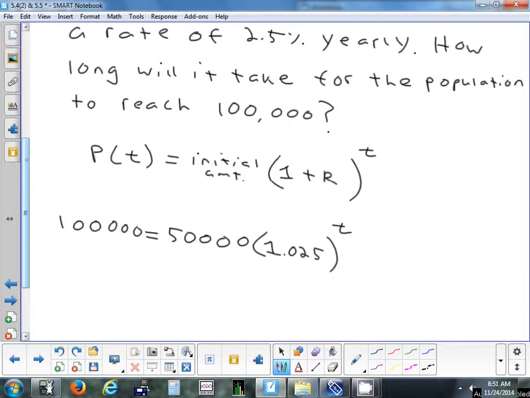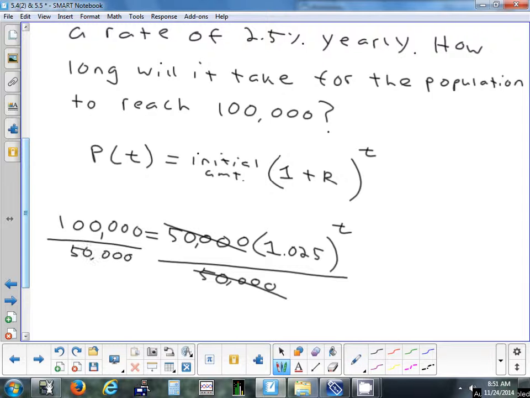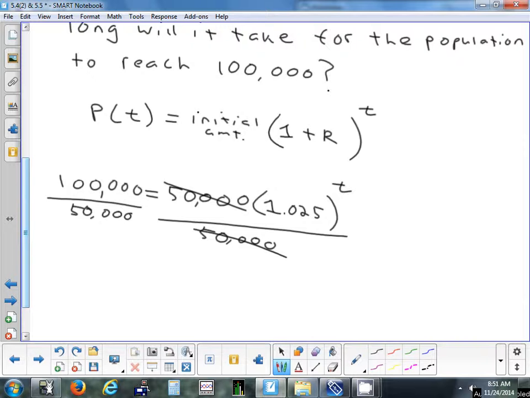All right, so first thing we could do to try to start getting t by itself is at least move the 50,000 to the other side. How would I move the 50,000 to the other side? Let's just divide by 50,000. And what does that give me? 100,000 divided by 50,000? 2. Now I have a very simple exponential equation.